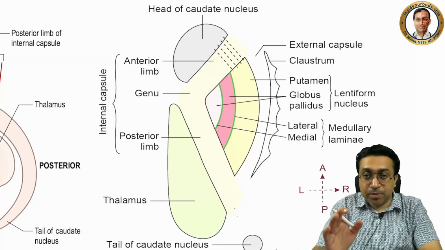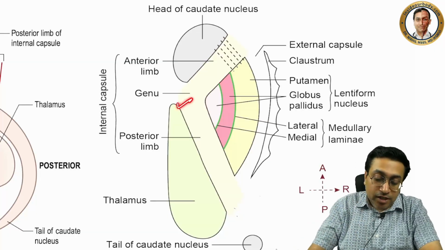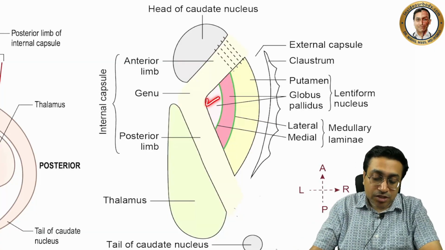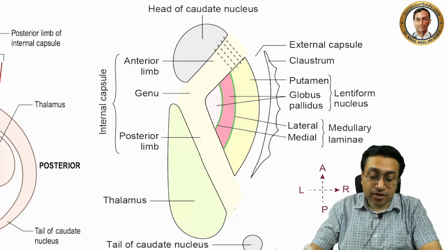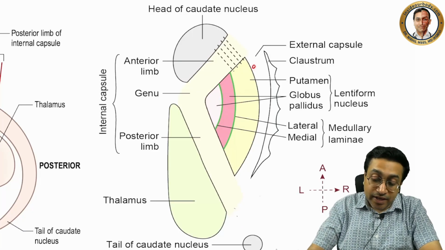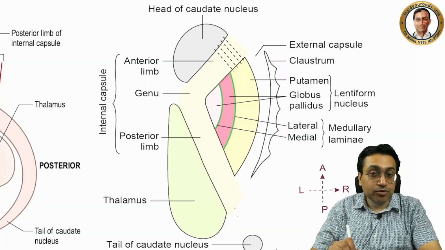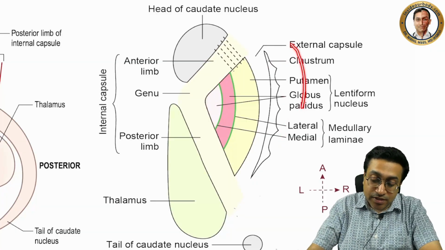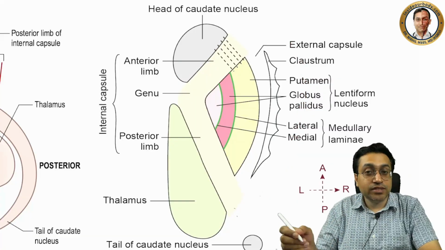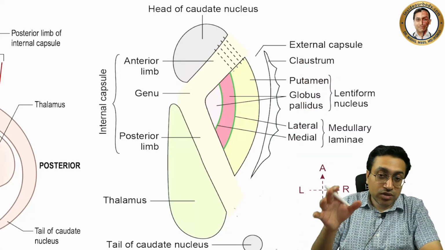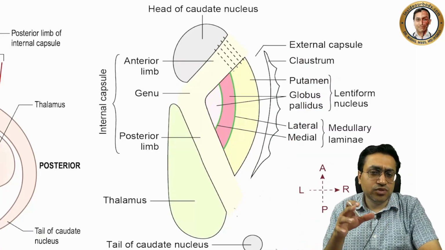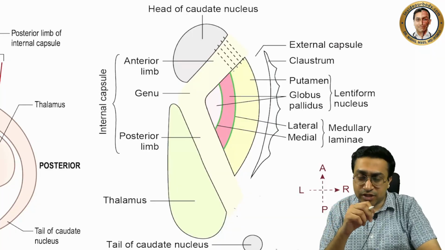So I am just repeating for a recap: internal capsule, GP internus, GP externus, putamen, external capsule, claustrum, extreme capsule, outside this extreme capsule, then even outside this there will be the gray matter which is known as the insular cortex, okay. So this is the arrangement of things which you will see in a horizontal section, all right.